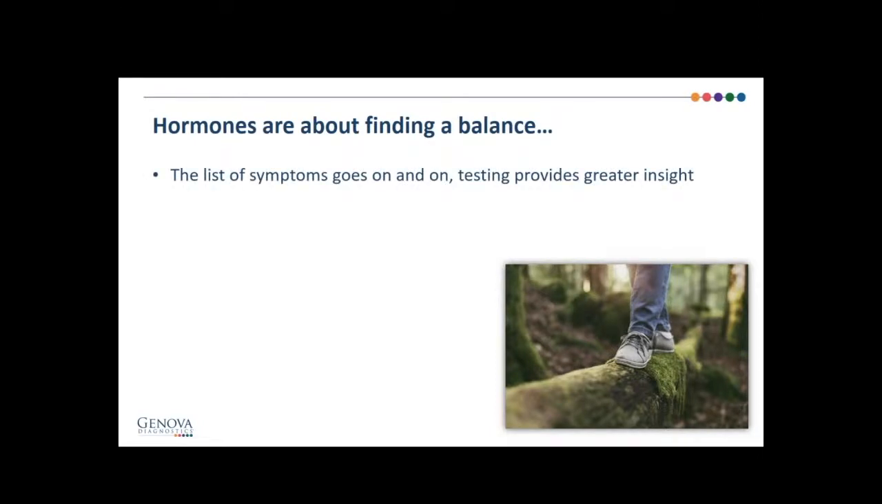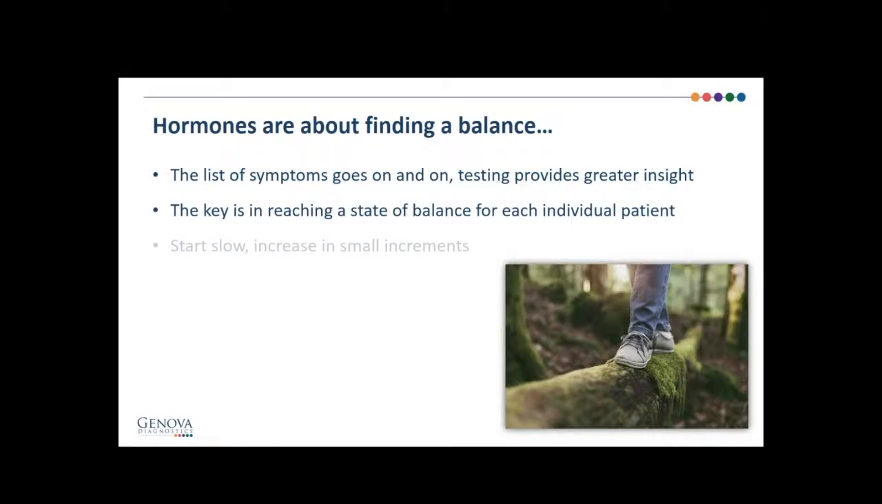The list of symptoms, as I said, goes on, and testing provides greater insight. By getting the data, we can make more educated protocols, design protocols for that specific patient, but we have to look at the big picture. And so the key is in reaching a state of balance for each individual patient. So start slow and then increase in small increments. It's always a good idea to start with the lowest dose that you think really is available and then work your way up. Much more difficult to do it the other way around.